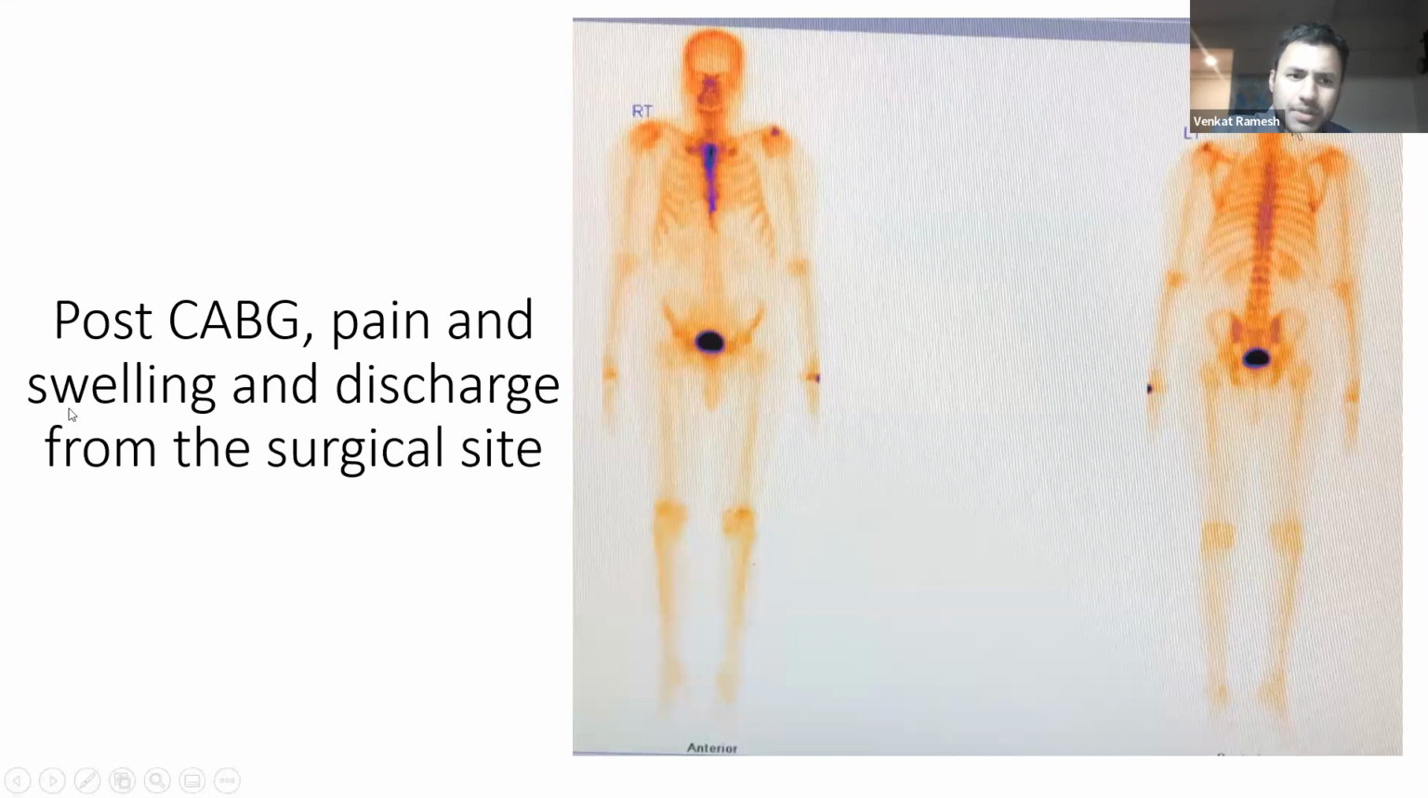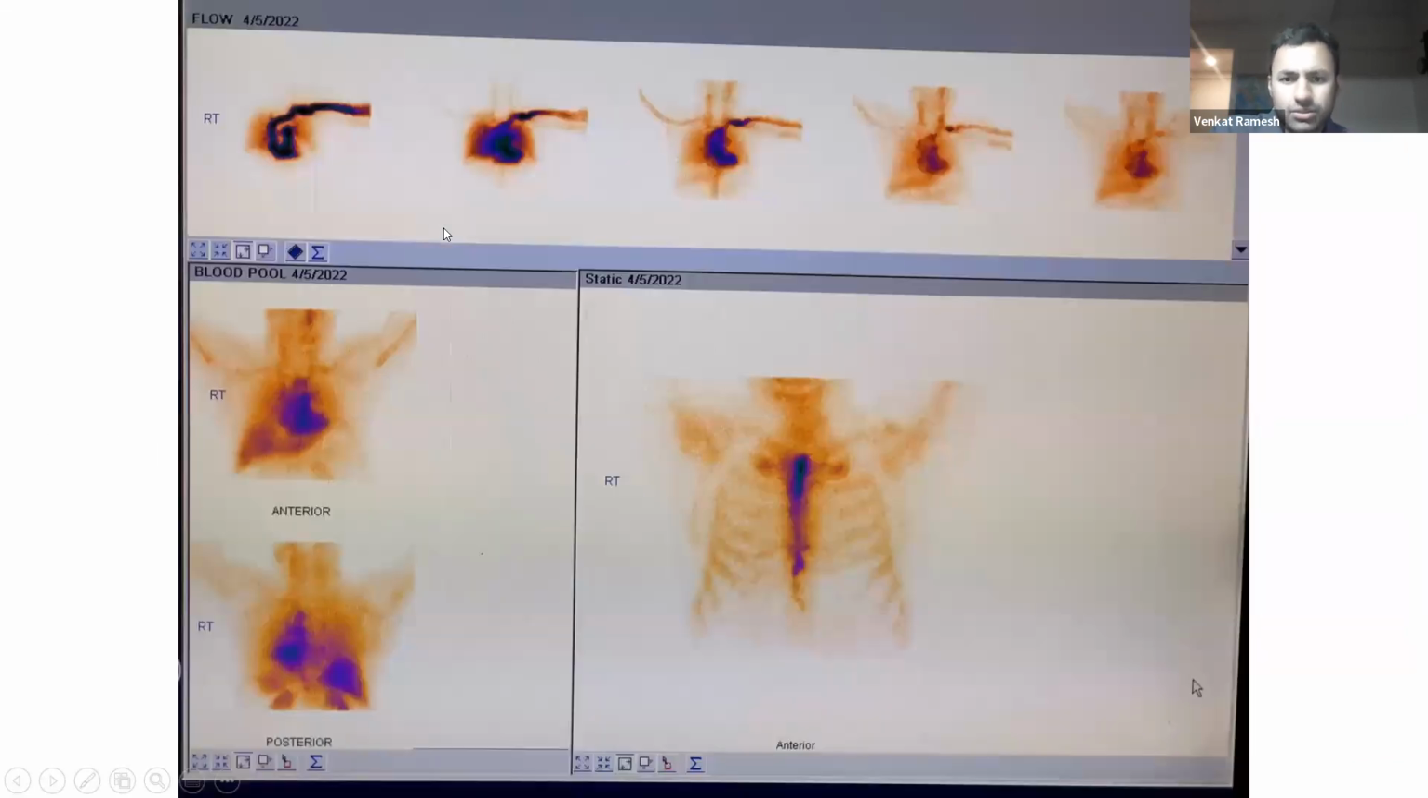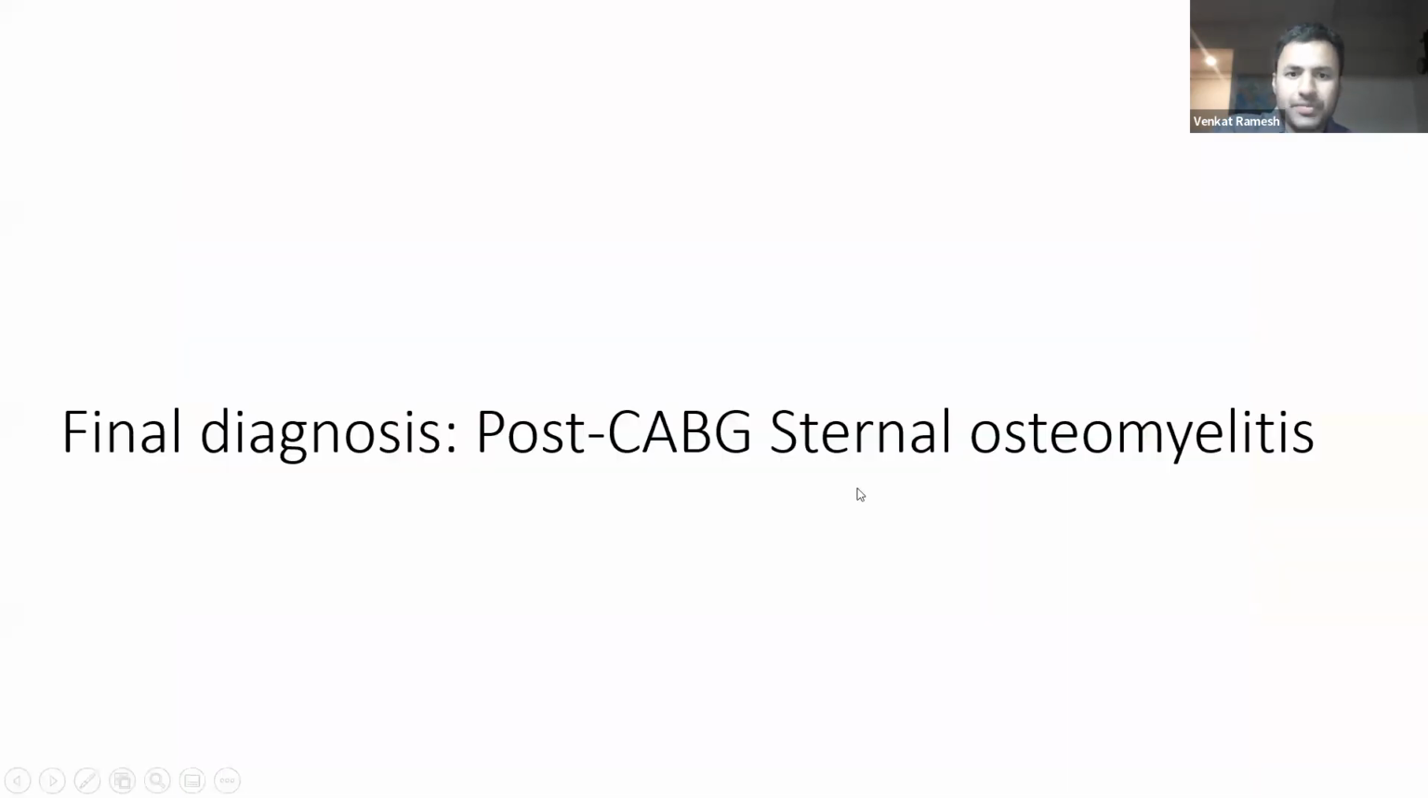So this is another patient post-CABG with pain and swelling and discharge from the surgical site and sternal osteomyelitis. These patients require extensive surgical debridement and a prolonged duration of antibiotics, for about 6 to 8 weeks. So this is again what is depicted here.